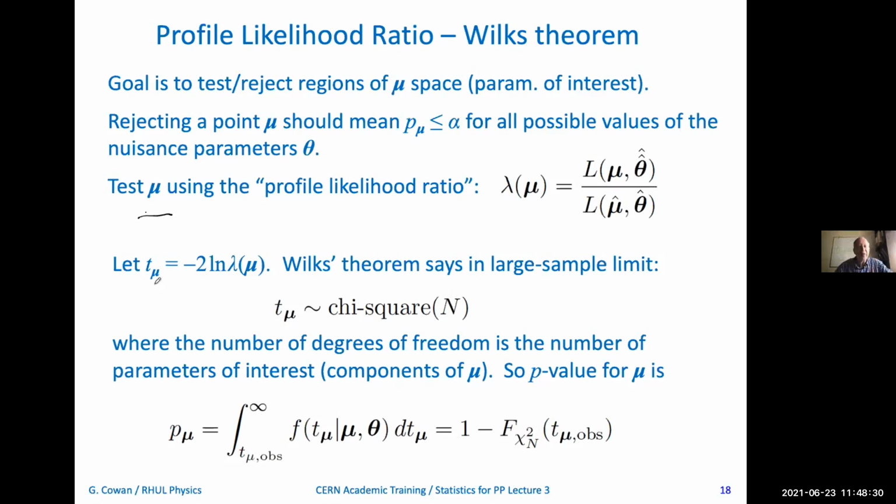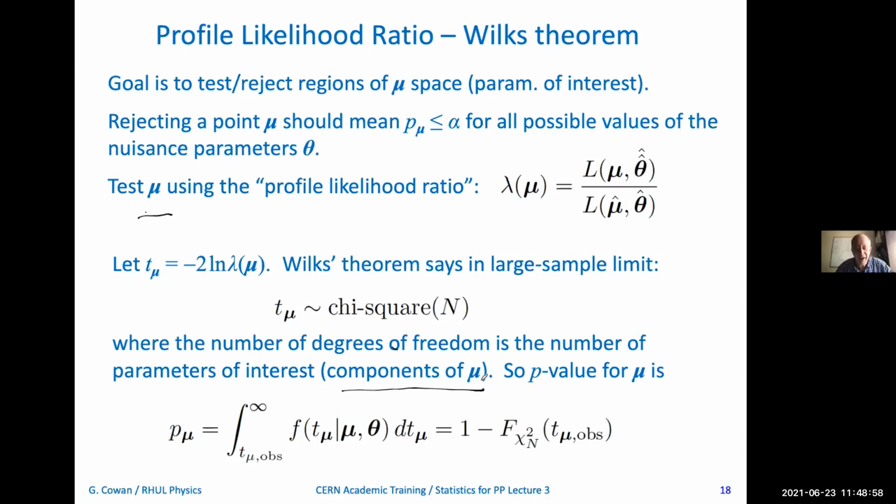Now, here's the miracle: Wilks' theorem still works, right? Wilks' theorem still tells you that in the large sample limit, and provided that the regularity conditions hold, this statistic follows a chi-square distribution for capital N degrees of freedom, where you will recall that capital N was the number of parameters of interest. It's the number of components of mu.